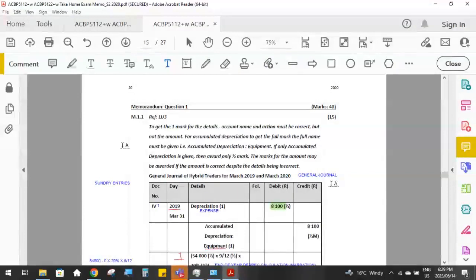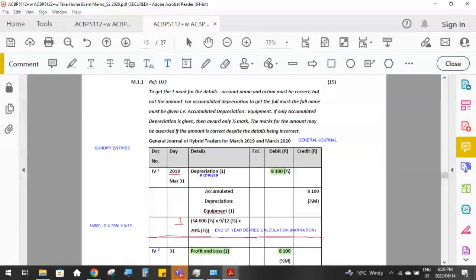As soon as you see the word journal, you know it's one of the books of record where you take source documents and enter those transactions into the journal to record the transactions.